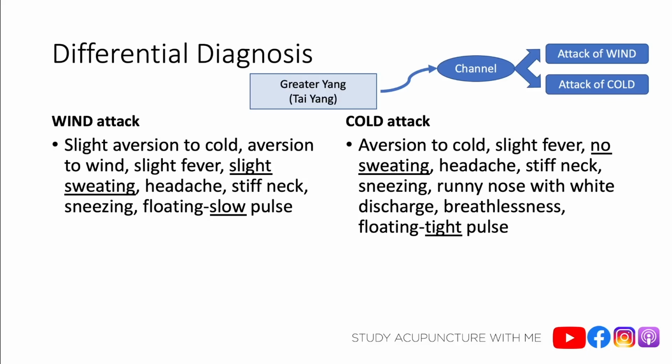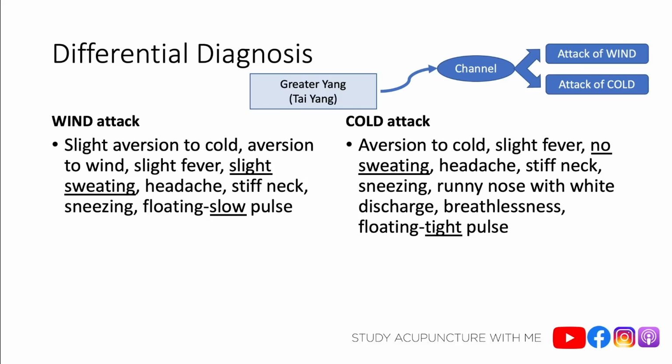And what else do we see here? We see the pulses, right? We have a floating slow pulse and a floating tight pulse. So with wind attack, there's a floating slow pulse. And with cold attack, there's a floating tight pulse. So a quick peek into your pulse notes will show you that a slow pulse means a cold pattern, and a tight pulse means a cold pattern as well. So floating and tight means exterior cold. And a tight pulse that's full and deep means interior full cold.